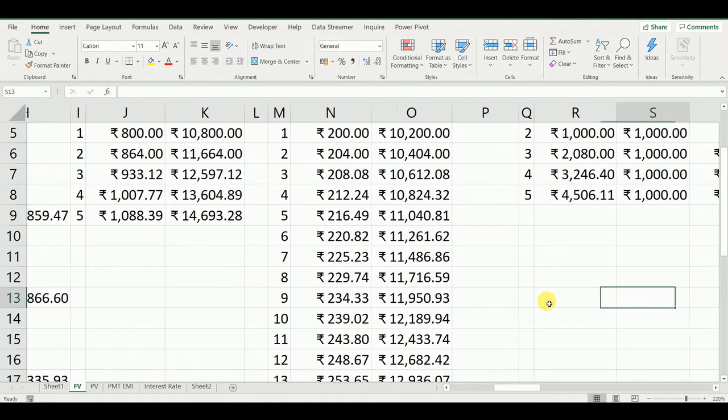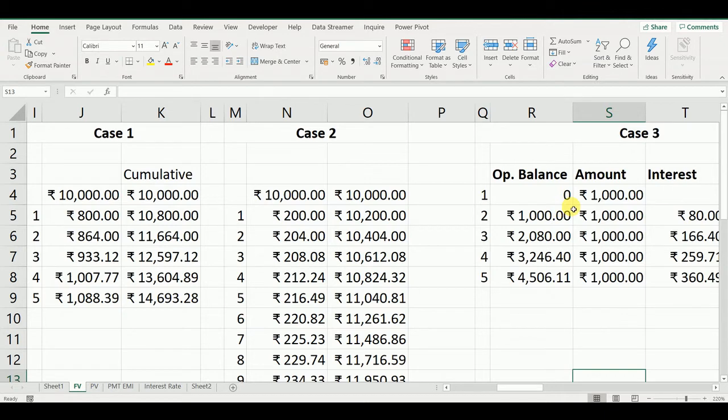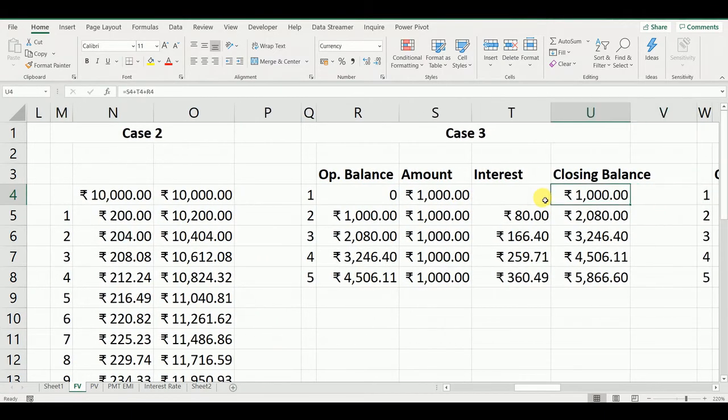So this is our case 3. So we will go to this. As we are investing at the end of the month, for the first month we will get no interest. After the first month, at the beginning of the second month, we will get the interest on 1000 rupees, and our closing balance will be 1000 plus 1000 which we have invested in the second month plus interest. So this is our 2080.